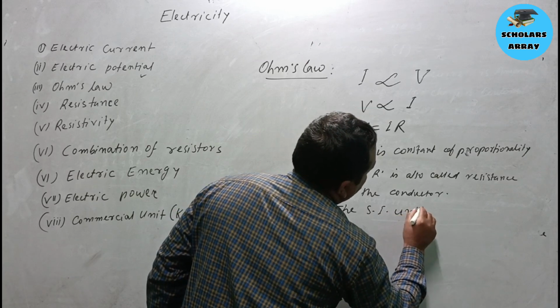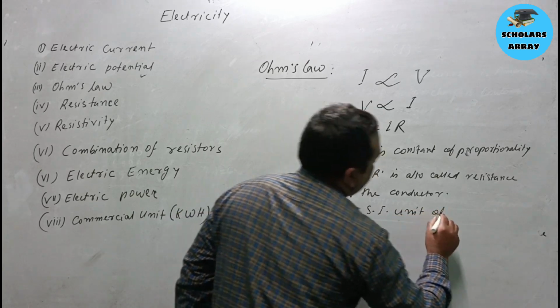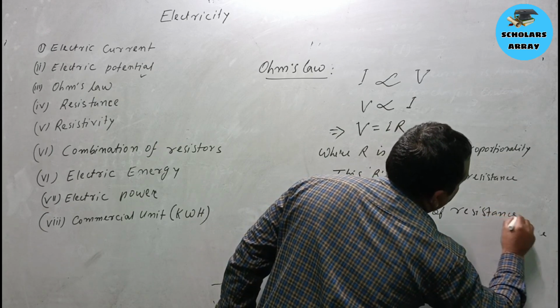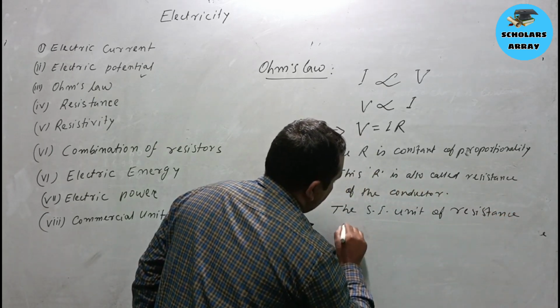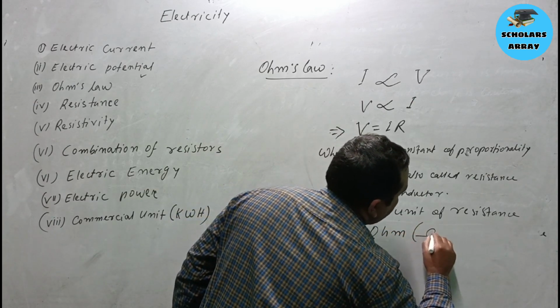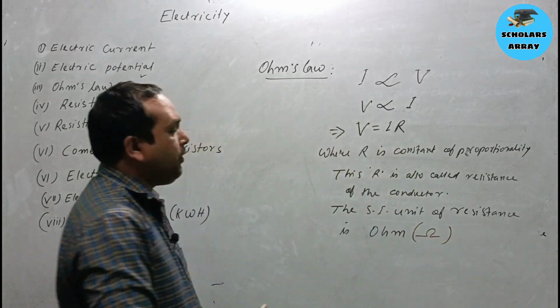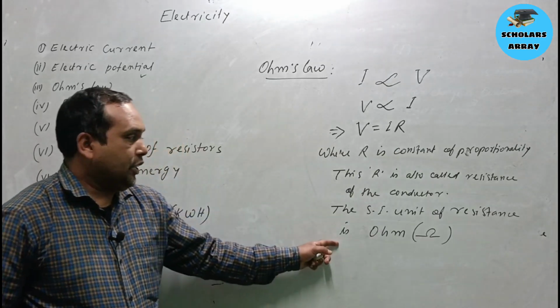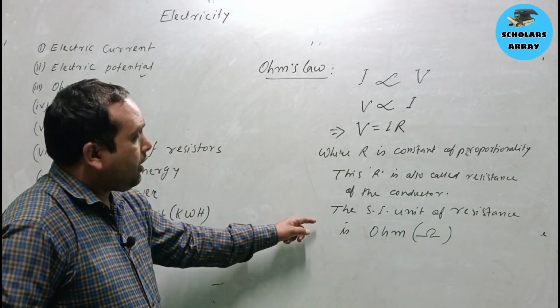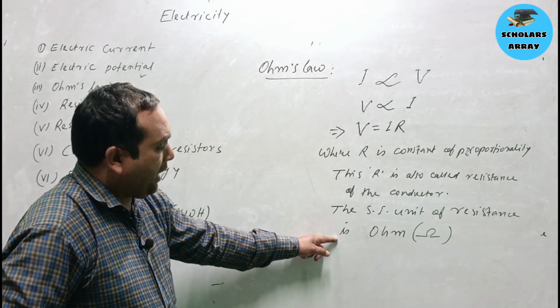The SI unit of resistance is the ohm, and the symbol is like this. This is the SI unit of resistance, dear students.